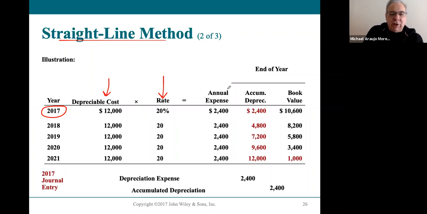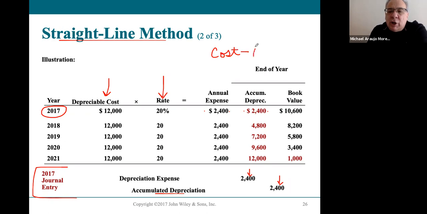So the depreciation expense for the first year is 2,400, and the offsetting credit goes to accumulated depreciation. Okay. So every year you're going to make the same entry: a debit to depreciation expense for 2,400, a credit to the accumulated depreciation for equipment for 2,400. Okay.